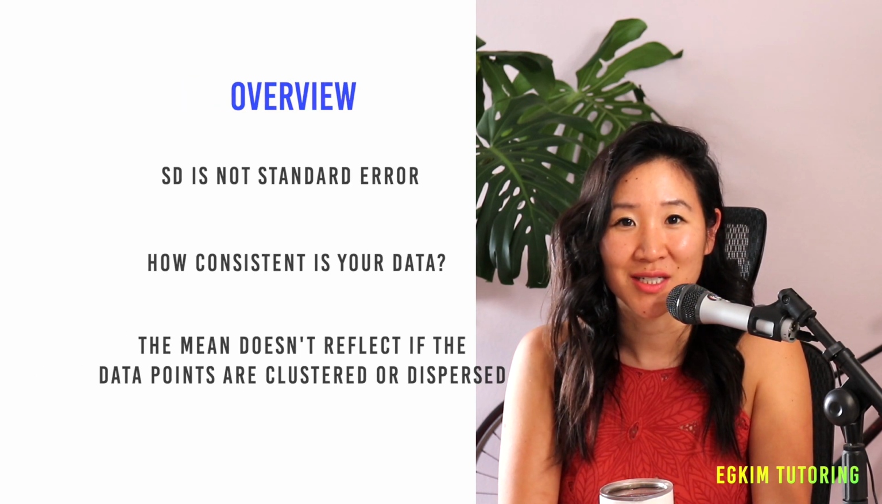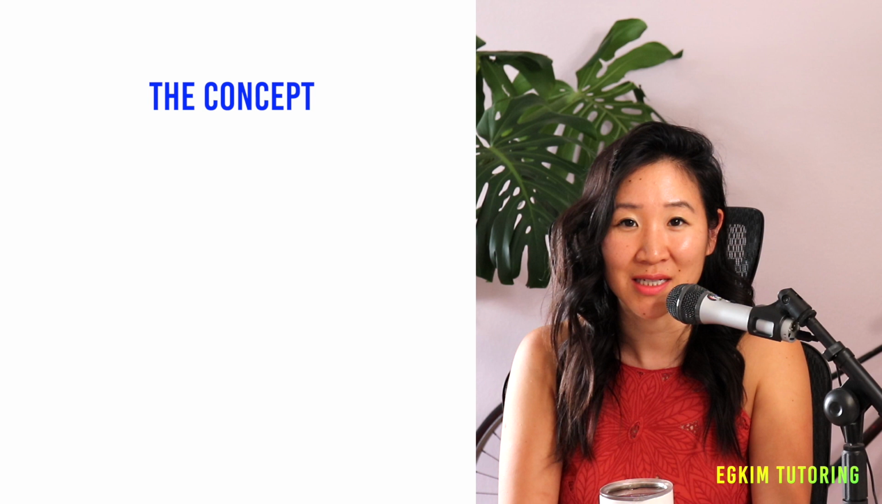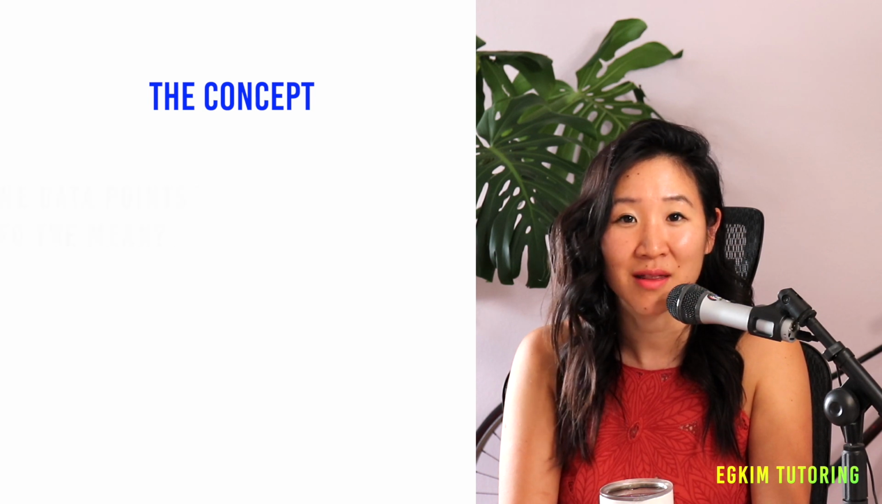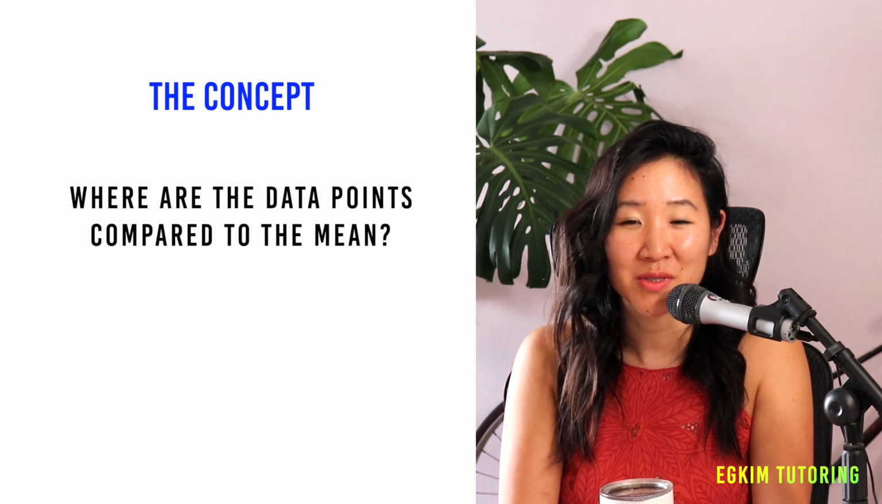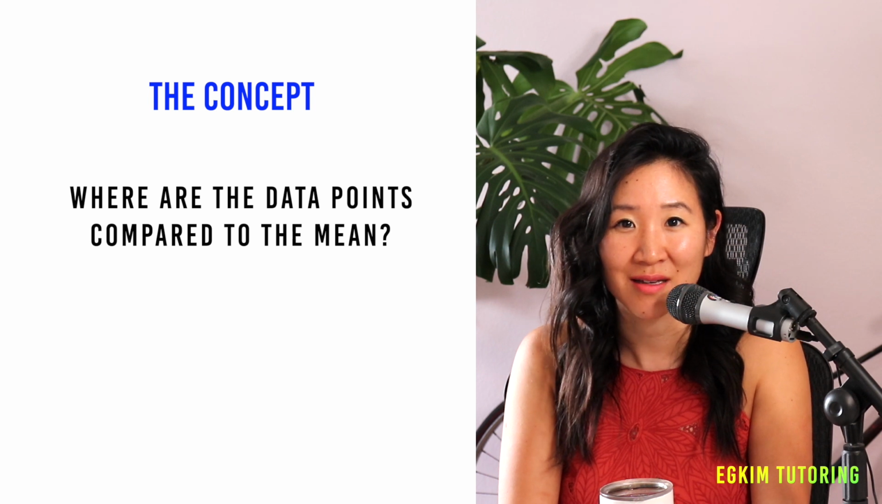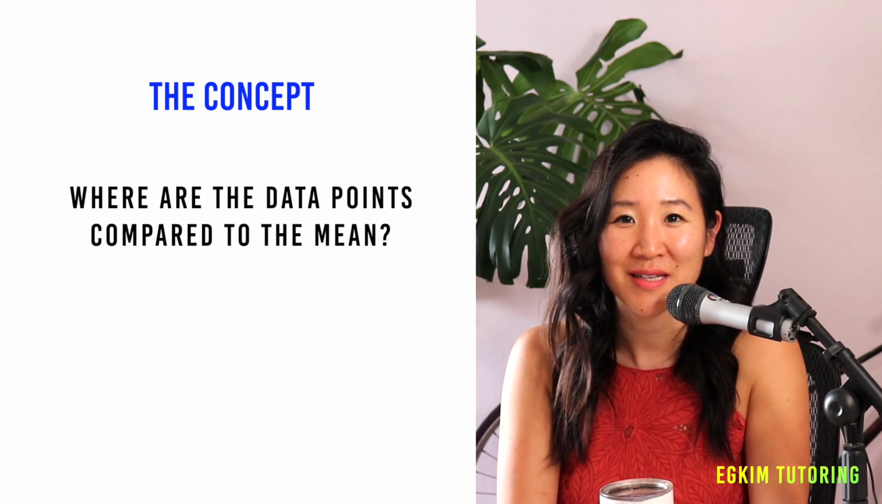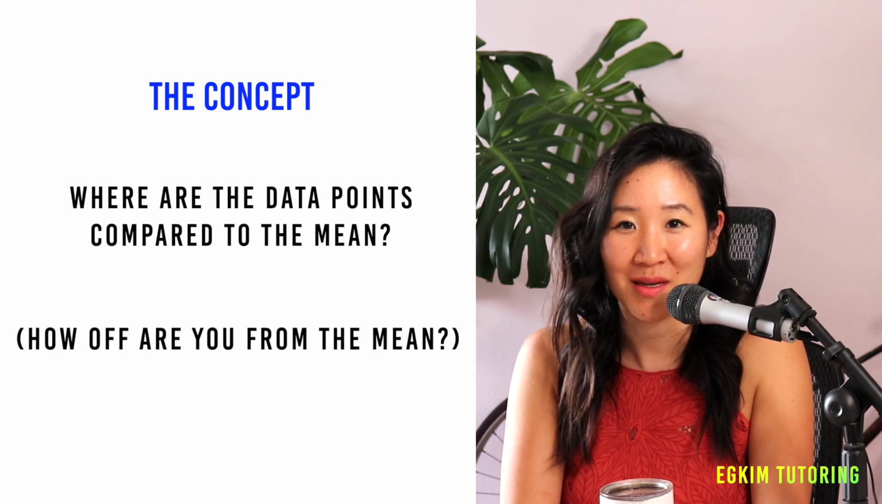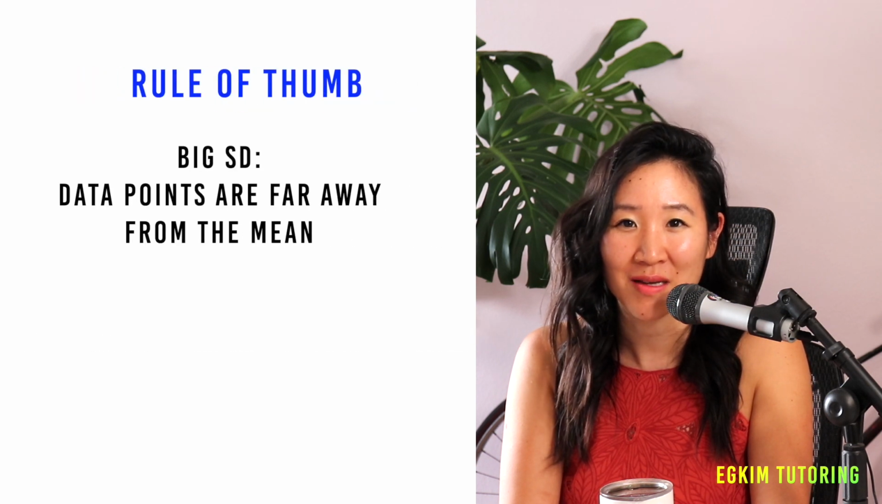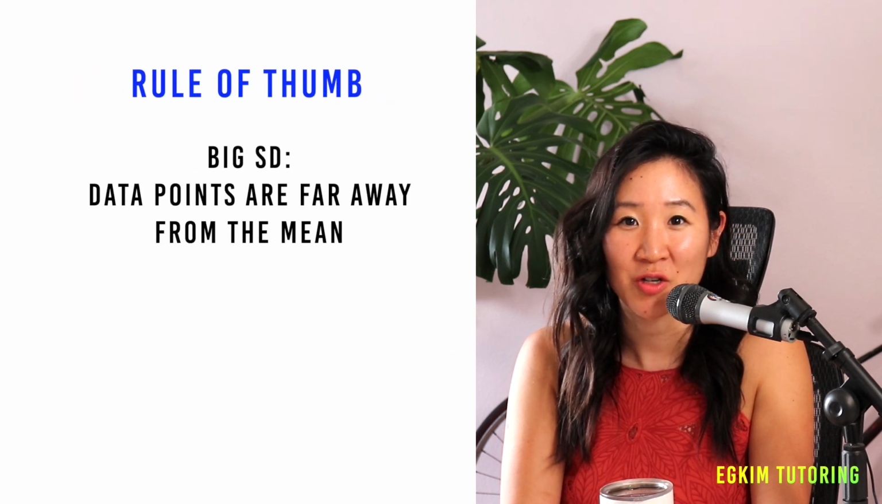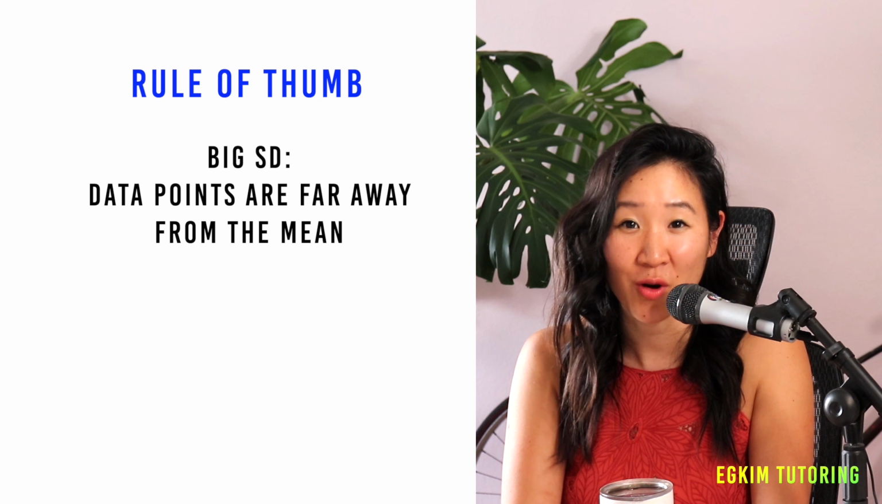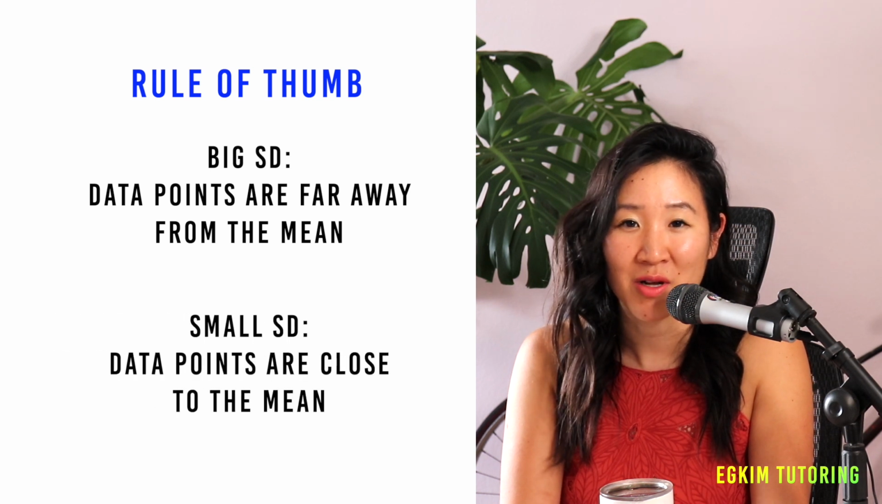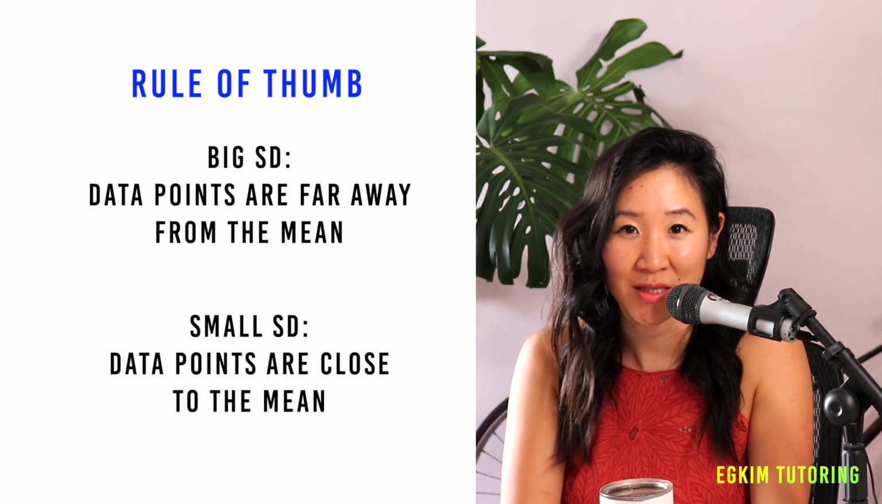Standard deviation is defined as how much your data set deviates from the mean that you just calculated. Some people define it as how dispersed your data is. I personally see it more as how off your data points are from the mean. So a general rule of thumb is a big standard deviation indicates that you have a lot of data points that are very far away from the mean, and a small standard deviation indicates that you have a lot of data points that are very close to the mean.